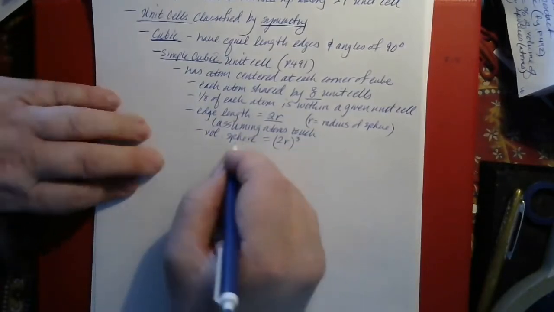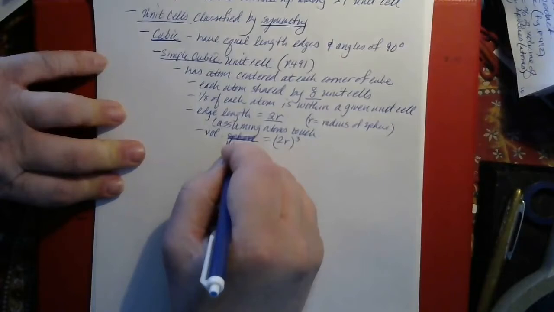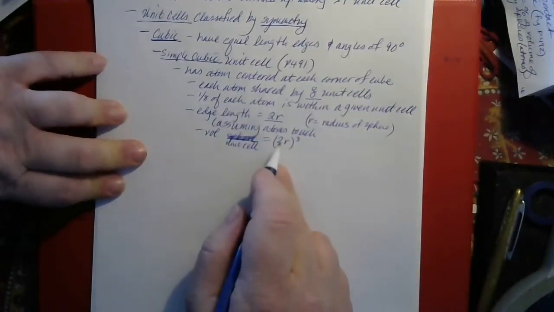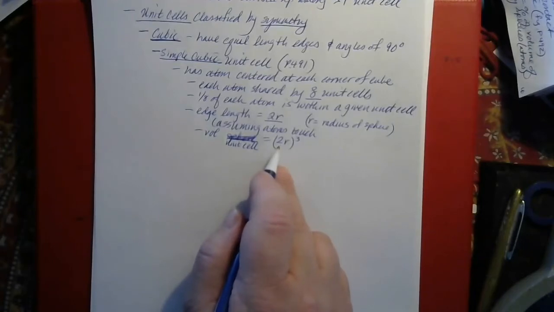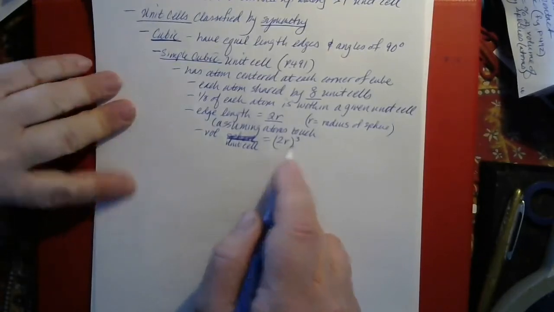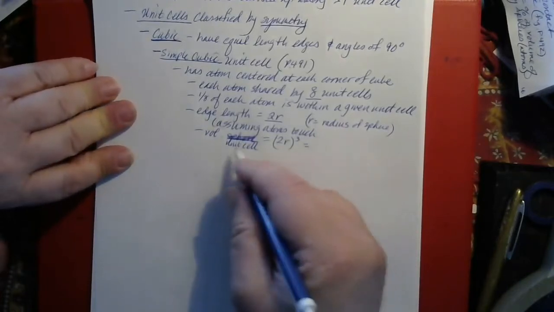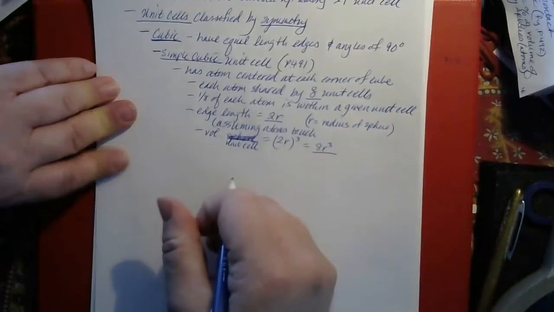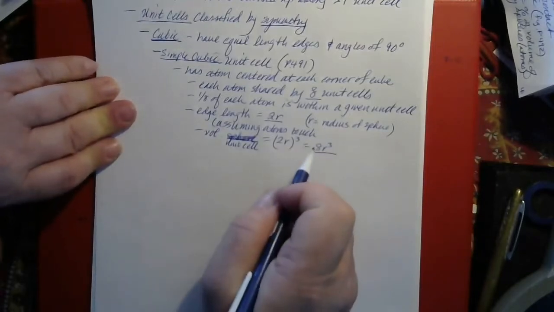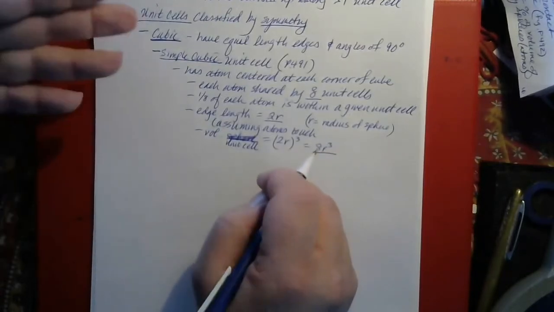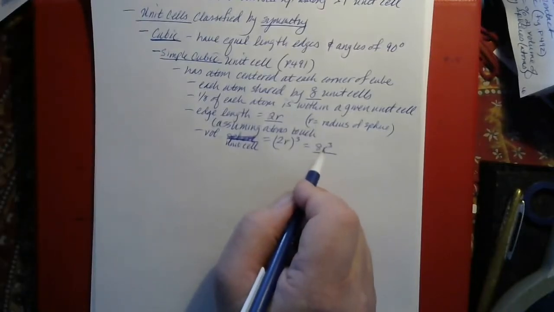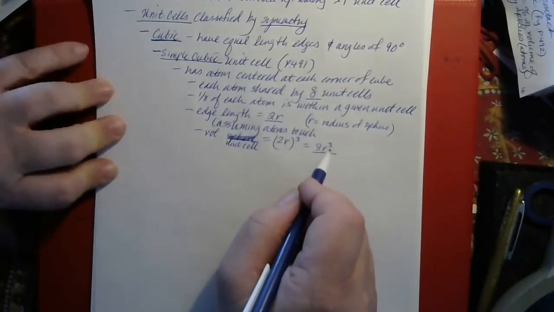The volume of the unit cell is just the edge length to the 3rd power, because that's the volume of the cube. It's L to the 3rd power. L in this case is 2r. So 2r to the 3rd power would be the volume of the unit cell. Or in other words, 8r to the 3rd power. So now if you know what the radius of the atoms that make up the unit cell is, then you know what the volume of the unit cell is. It's just 8r to the 3rd.